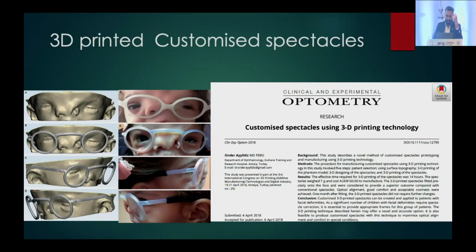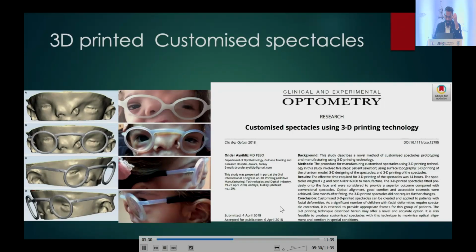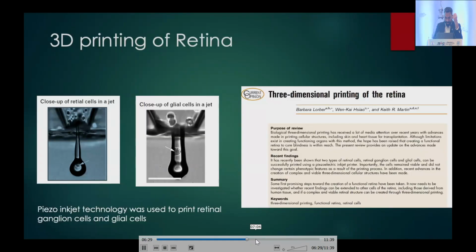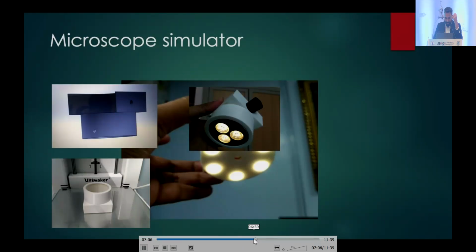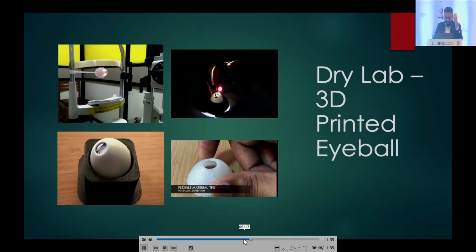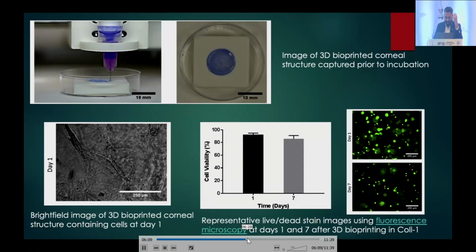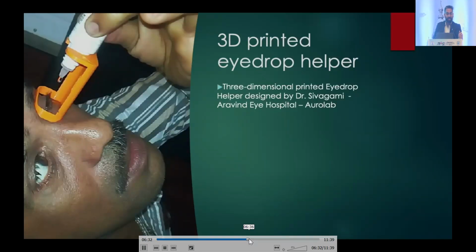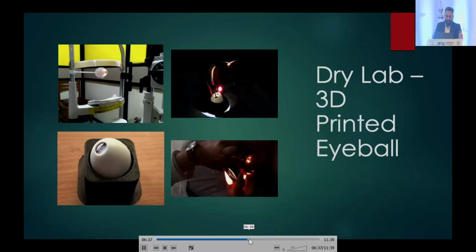You can see an article written on the same thing. There are a lot of other things which we can do, but because of want of time, we'll go through the 3D printed things which we have done in our setups. There are even 3D printed cornea and retina which we have just started. This is a 3D printed eyedropper helper which we have done in Arvind Eye Hospital.